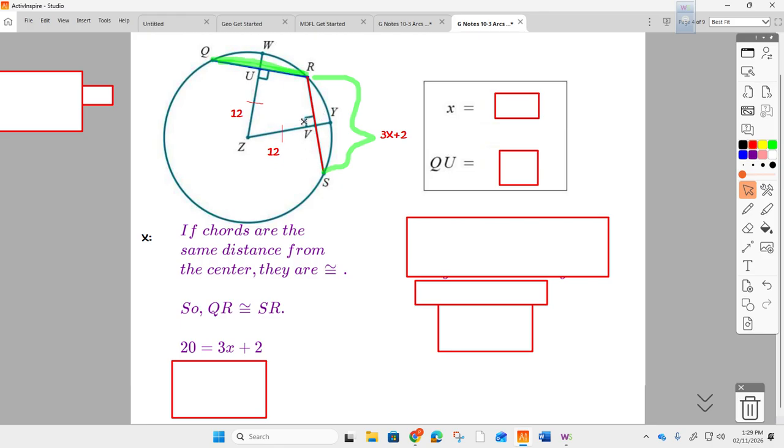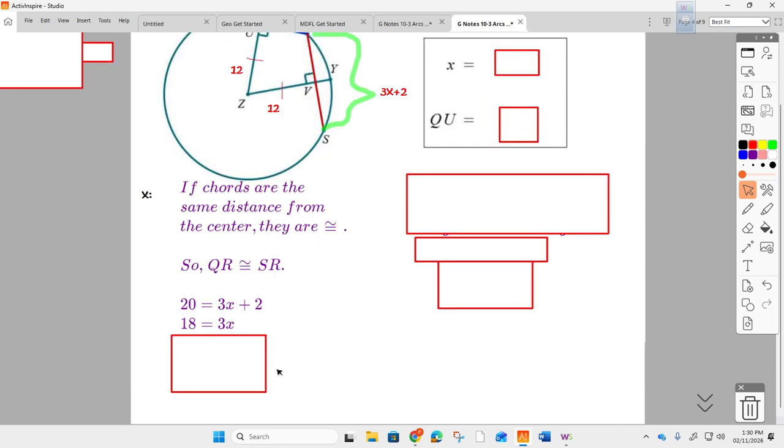now we can write that equation. We're going to subtract 2 from both sides. Sharad, open your eyes, buddy. They are now. Divide both sides by 3, and now we know that x is 6.